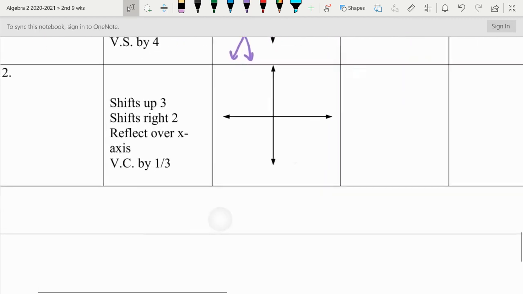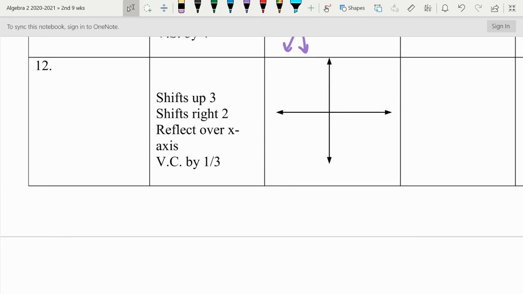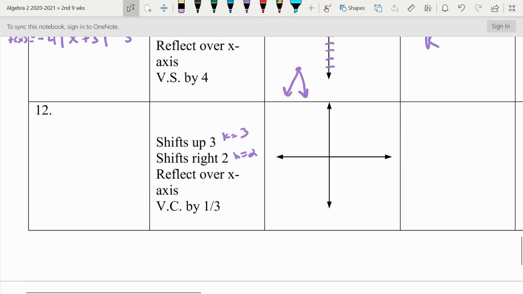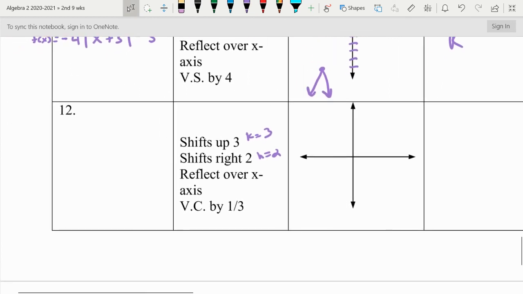Okay, all right, next one. All right, so shifts up 3. Okay, so this is k equals a positive 3. Shifts right 2. So h here equals 2. And then reflects over the x-axis, that's negative, and then a vertical compression of 1/3. Okay, so let's get this put in our function.